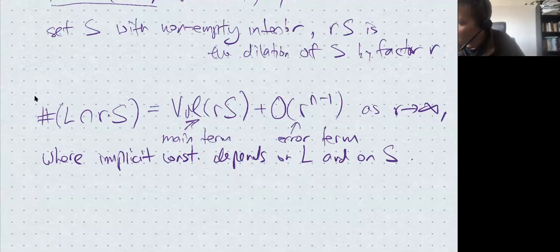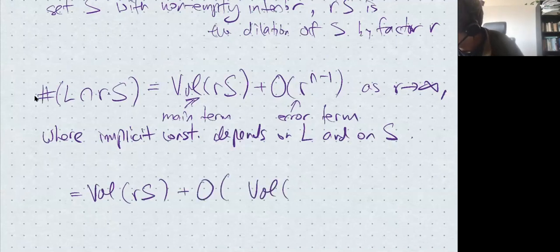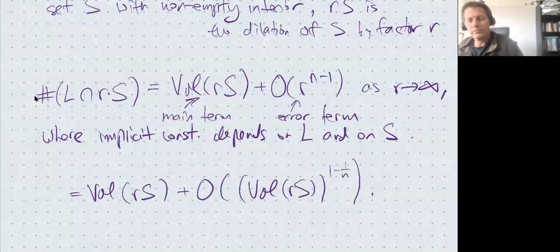And let's rewrite this in another way. So this is the main term, and the error term looks like the main term to a power smaller than 1. So this is to the power 1 minus 1 over n. That's not a hard theorem to prove. In fact, I'm hoping that most of you know how the proof goes.